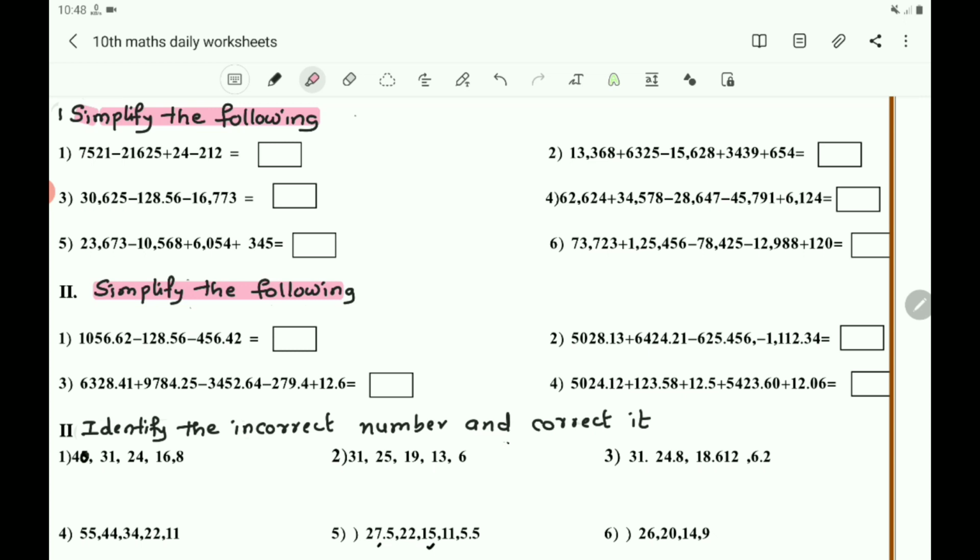Here 1056.62 is there. Again 128.56, 456.42 are there. Here what you have to do? Add these two numbers and take the negative sign. After that, here a positive number is there. The sum of these two is a negative number, and you subtract and we put the sign of the greater.